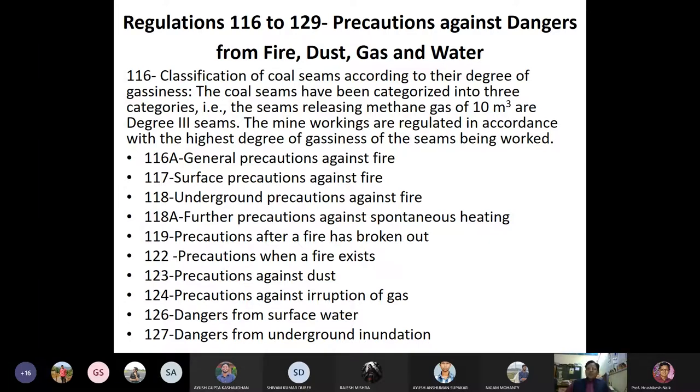Under section 116A, there are some general precautions against fire. You have to take precaution against fire so that the fire will not take place in your mines. What precautions are to be taken so that the coal mine fire will not take place? Those general precautions against the coal mine fire are defined in 116A.